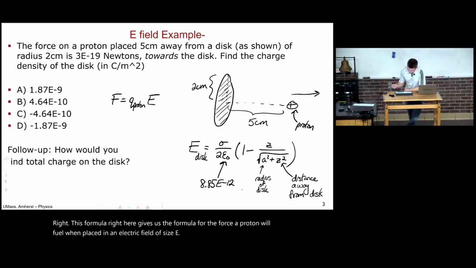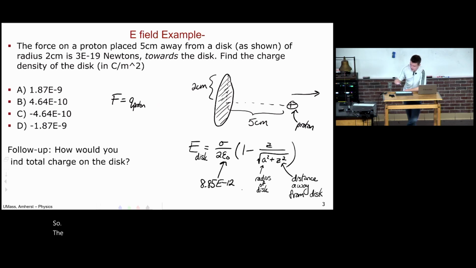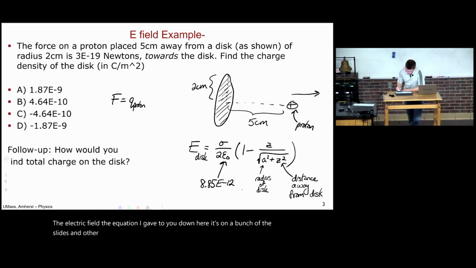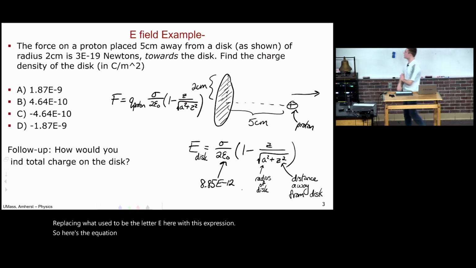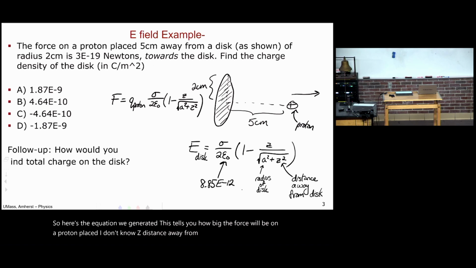The electric field equation I gave you down here is on a bunch of the slides in other places. So this is just a matter of replacing what used to be the letter E here with this expression. Okay, so here's the equation we generated. This tells you how big the force will be on a proton placed z distance away from a disk of charge density sigma and radius a. This is the expression for the force that proton would feel.